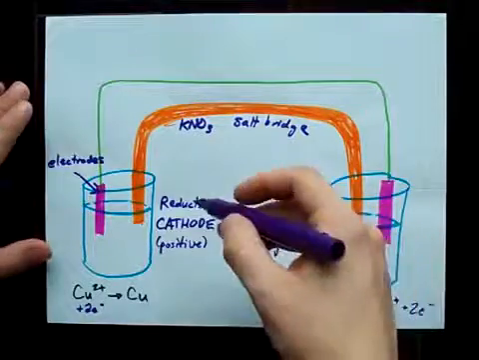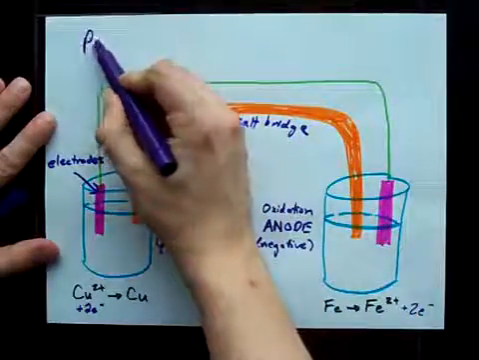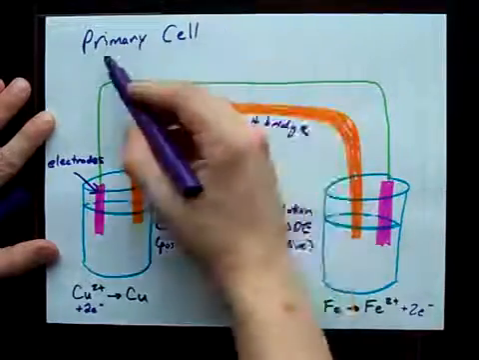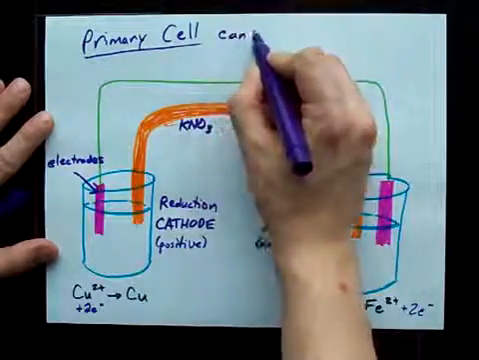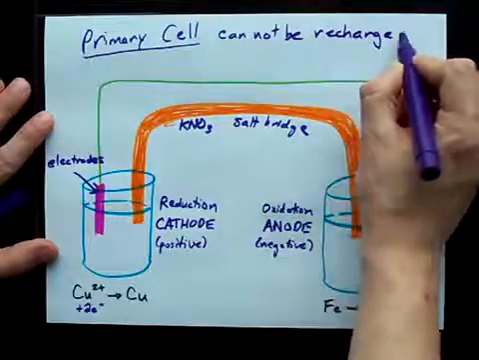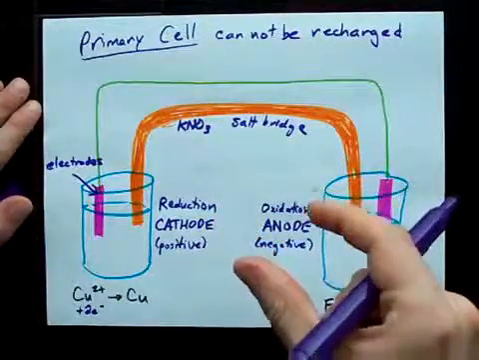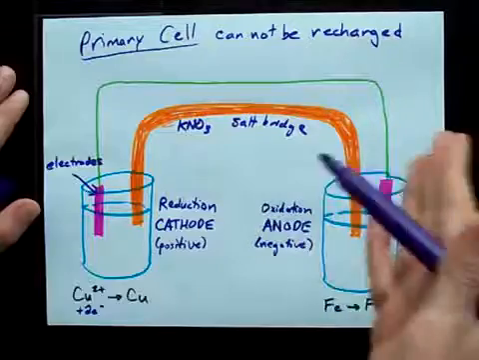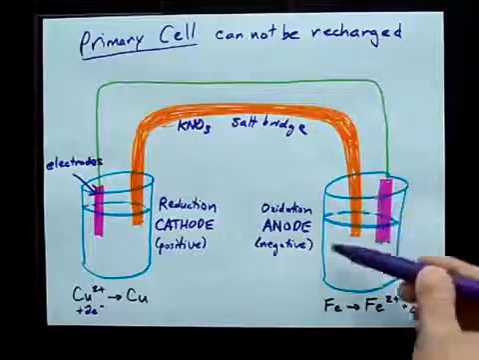Now, based off of this, we have a primary cell. A primary cell is a setup just like this if it cannot be recharged. If it can be recharged, it gets the name secondary cell. The best analogy I have there is that those AA batteries are often primary cells, but the rechargeable ones are secondary cells. Pretty straightforward.